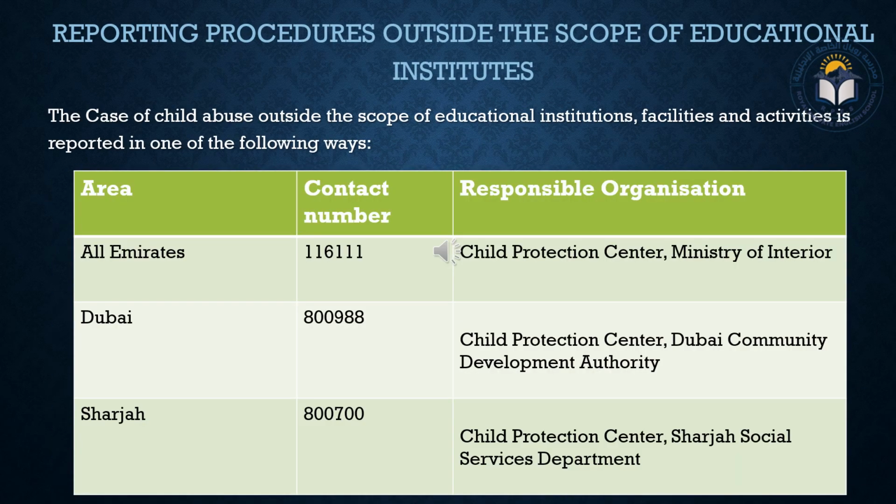Reporting procedures outside the scope of educational institutes. If you suspect child abuse outside the scope of educational institutions in the United Arab Emirates, you can contact the relevant child protection centers and social services departments. All Emirates, contact 116111, Child Protection Center, Ministry of Interior. Dubai, contact 800988, Child Protection Center, Dubai Community Development Authority. Sharjah, contact 800700, Child Protection Center, Sharjah Social Services Department.